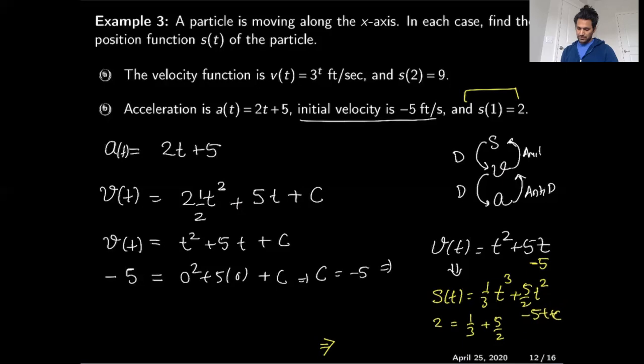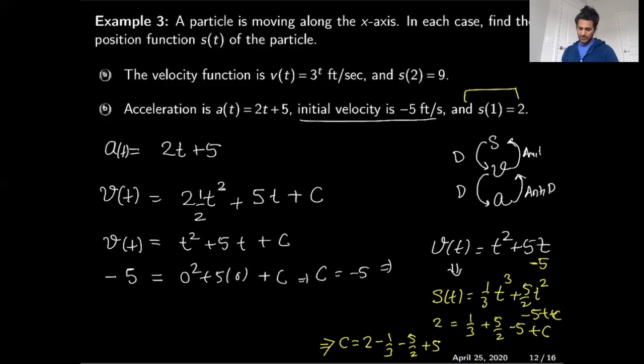Okay, so that's minus 5 plus c. So your c will be 2 minus 1/3 minus 5/2 plus 5. So which you can calculate.